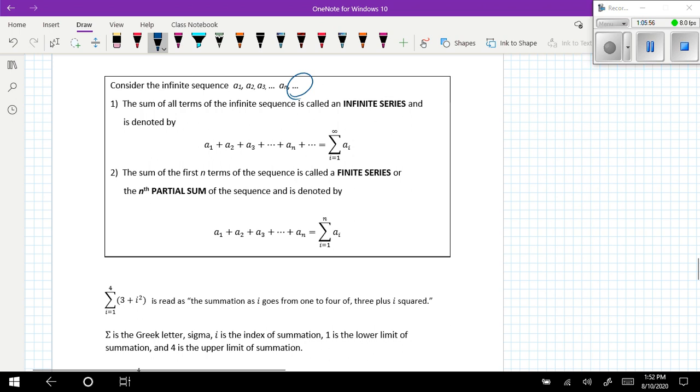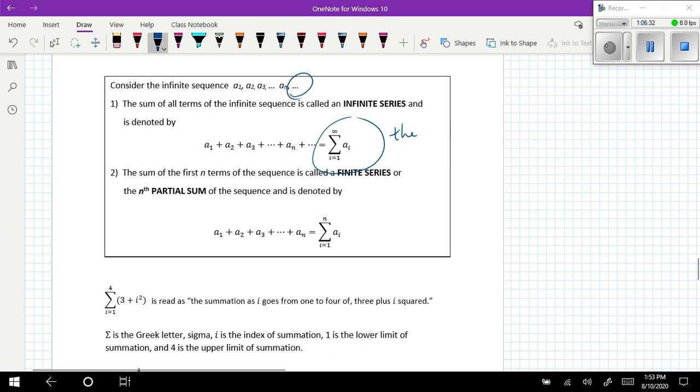Point number 1, the sum of all terms of an infinite sequence is called an infinite series and is denoted by, of course, the word sum means addition, right? So a sub 1 plus a sub 2 plus a sub 3 plus dot, dot, dot plus a sub n plus dot, dot, dot is equal to, and we have this process going on right here. We write, well, you see what we write, and we say the summation as I goes from 1 to infinity of a sub I. So I'm going to write that on the paper here.